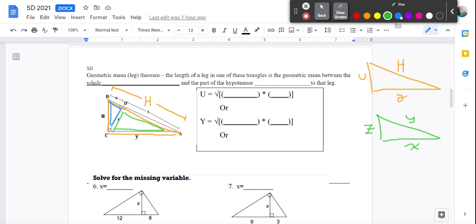All right, and then in my smaller triangle here, we have W, which is my little leg. Z is my larger leg. And U is my hypotenuse. Okay?